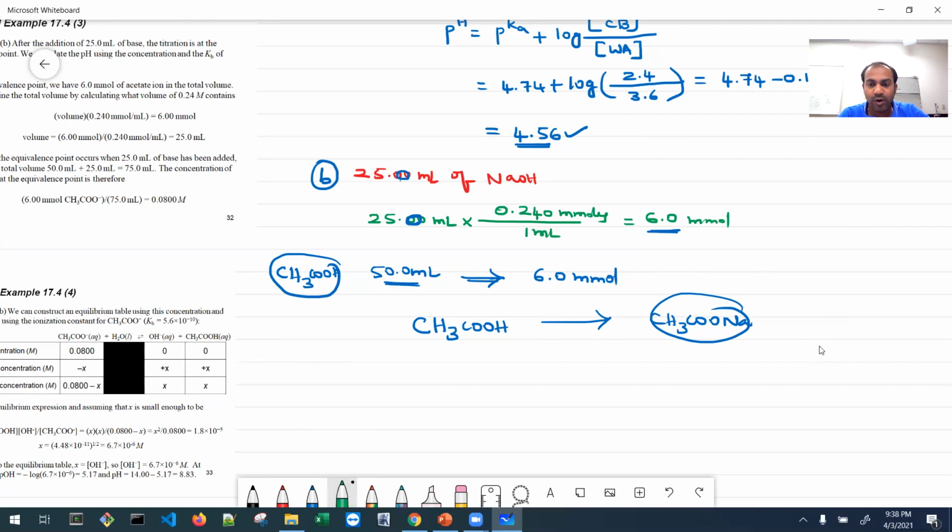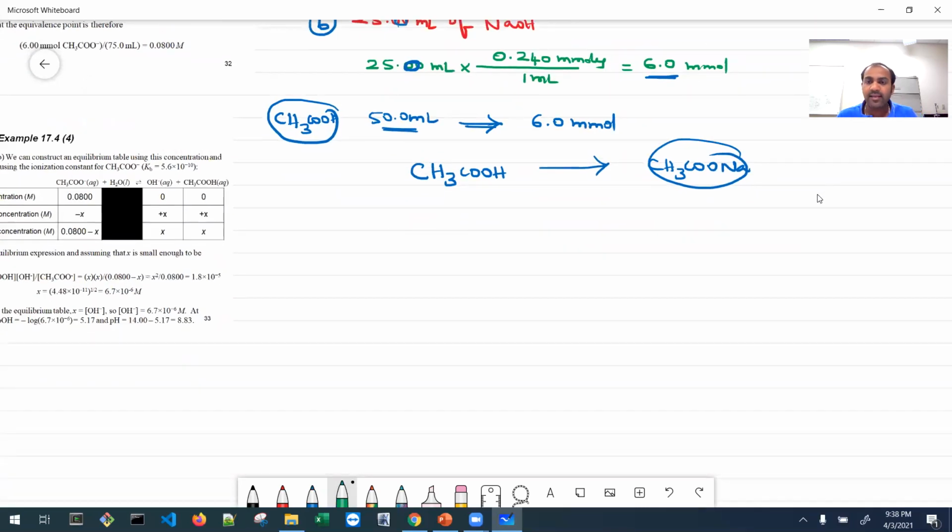In this scenario, this CH3COONa will break down. It will go through the hydrolysis process, and you will be looking at the reaction between the acetate ions and water, which gives CH3COOH plus OH minus. I'll just follow this equation as they gave us: CH3COO minus plus H2O gives CH3COOH plus OH minus. These are aqueous, pure liquid, aqueous, aqueous.